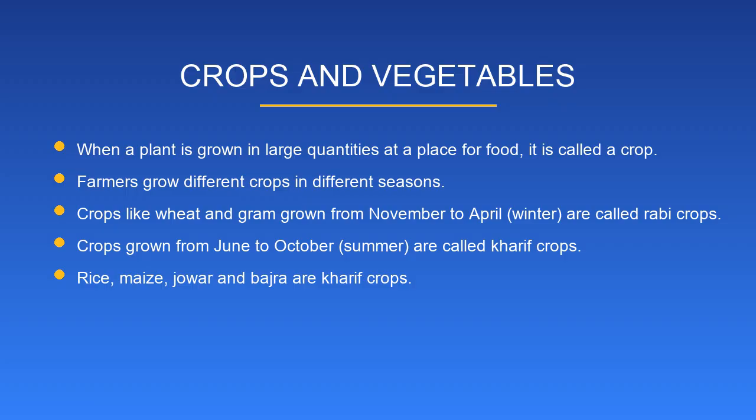Crops and vegetables. When a plant is grown in large quantities at a place for food, it is called a crop. Farmers grow different crops in different seasons. Crops like wheat and gram grown from November to April, winter, are called rabi crops. Crops grown from June to October, summer, are called kharif crops. Rice, maize, jowar and bajra are kharif crops.